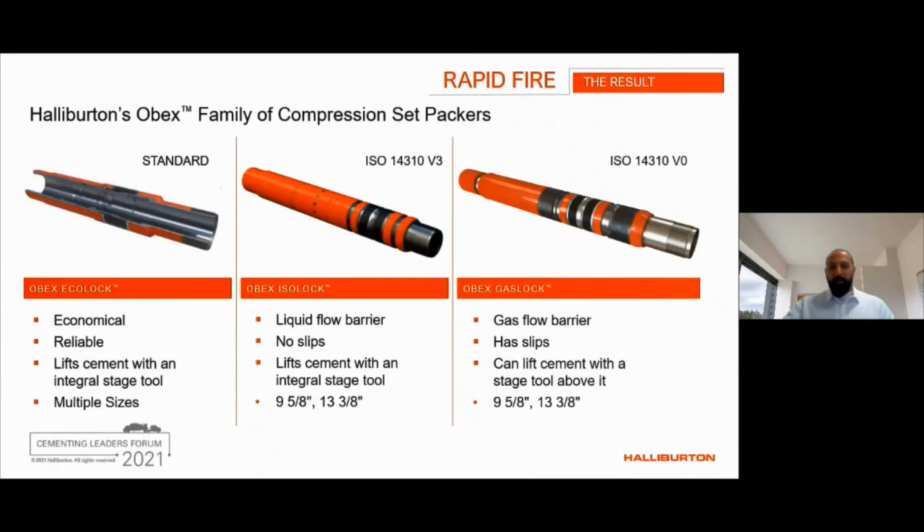Before we wrap this up, I would like to show you Halliburton's OBX family of compression set packers, which consists of 3 tools. The OBX Ecolock, which is an economical, reliable tool and lift cement with an integral stage tool. The OBX Isolock, which I already mentioned, it's a V3 tool, has no slips and lift cement with an integral cementer. And finally, the OBX Gazlock, which is a V0 rated packer, has slips and also can lift cement with a stage cementing tool. These tools are available in various sizes, mainly 13 3/8 and 9 5/8 inch casing.